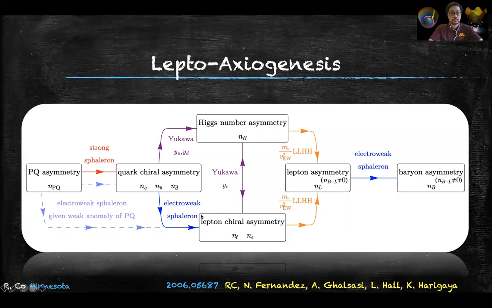So here's the diagram that will show you the idea of the transfer. This first part is the same as before. Now we have the quartile symmetry. They can be reprocessed to produce the Higgs number asymmetry or the lepton asymmetry by the standard model Yukawa couplings and the electroweak sphaleron processes. And what is important is the next step, that this Higgs number and the lepton number asymmetries can be processed into the lepton asymmetry from the dimension 5 Weinberg operators. And this would eventually be transferred to the baryon asymmetry from the electroweak sphaleron.